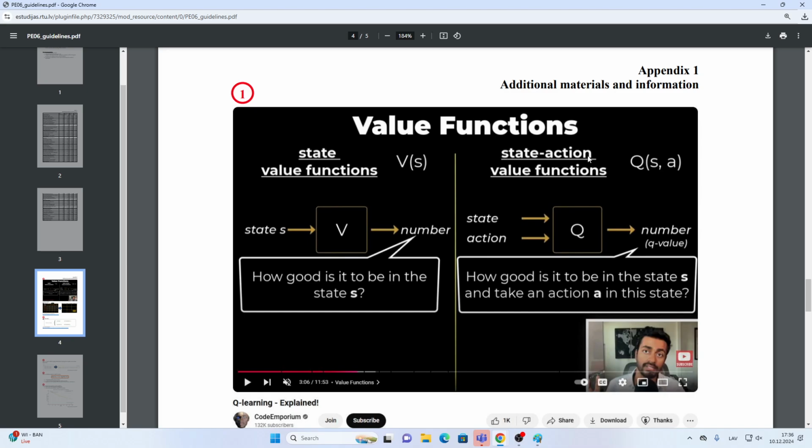In the state-action function, we consider both our state and the action you are taking in this state to get to a certain endpoint, yes? And this produces this Q function value. So in a sense, as you can see, the first one answers how good is it to be in the state S, and the second says how good is it to be in the state S and take an action A in that state. Yes.